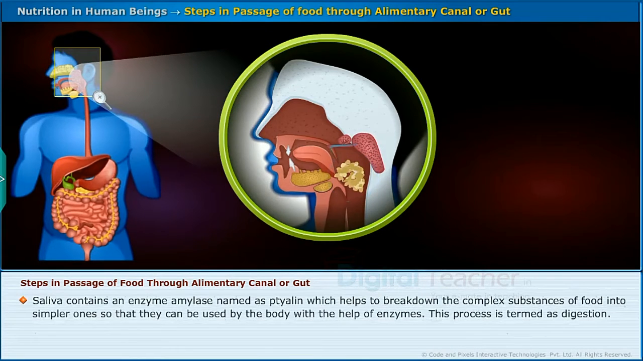Saliva contains an amylase enzyme named ptyalin, which helps to break down the complex substances of food into simpler ones so that they can be used by the body with the help of enzymes. This process is termed digestion.